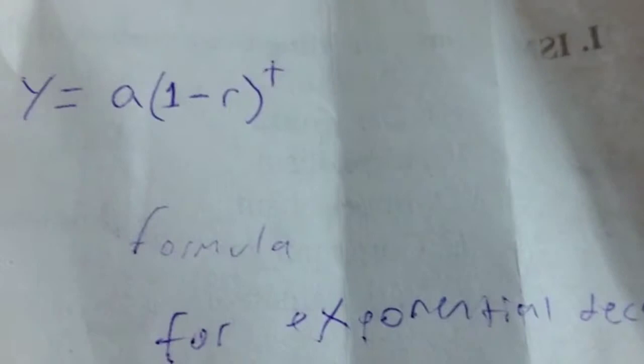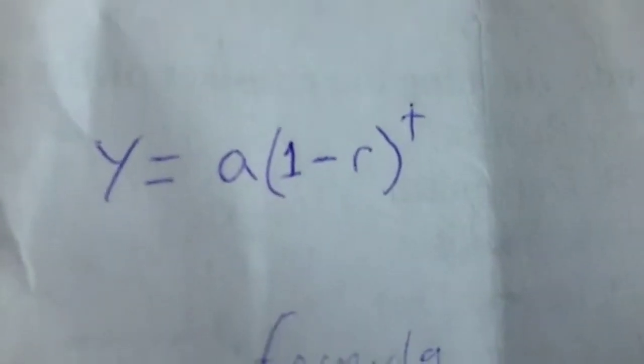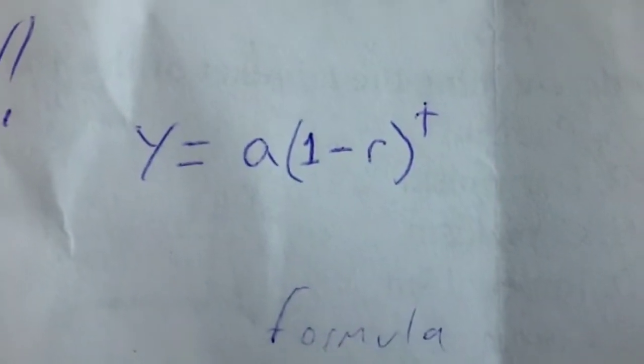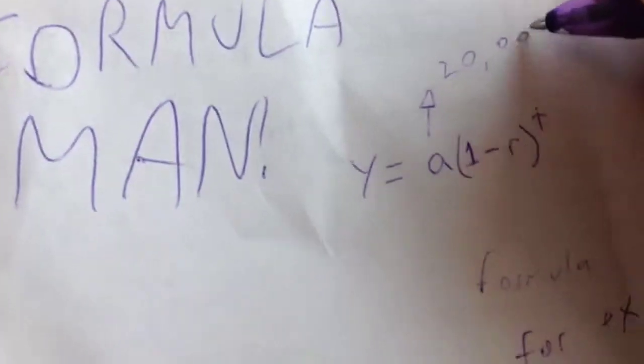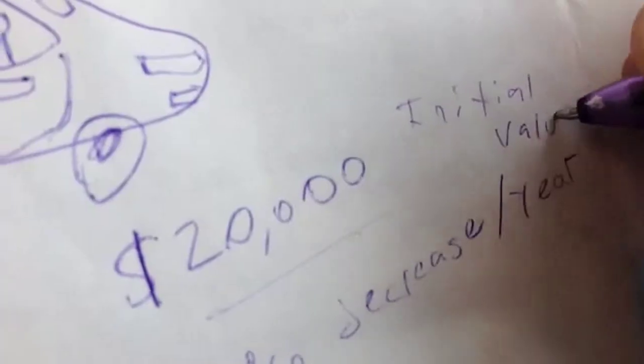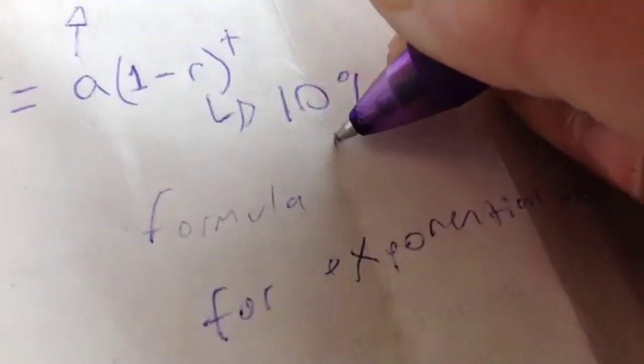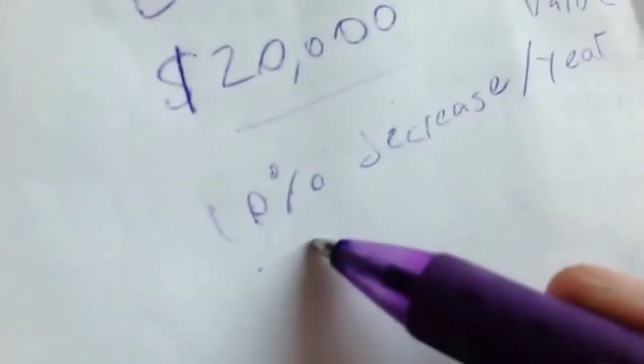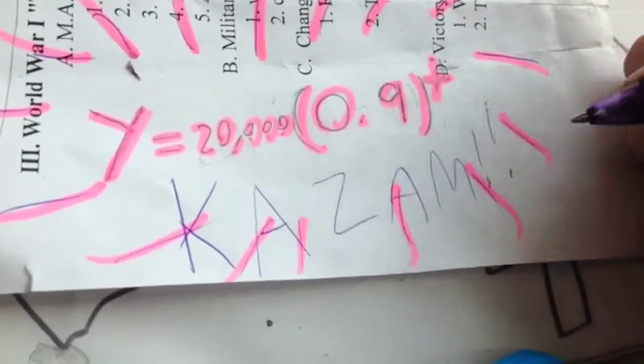The formula says, for exponential decay, y equals a times 1 minus r to the t. Well, A is $20,000 because that's how much the car cost initially. And R is 10% because that's the rate that it decays each year. So we just have to fill those things into the formula and kazam!